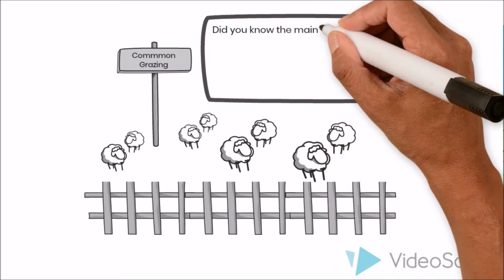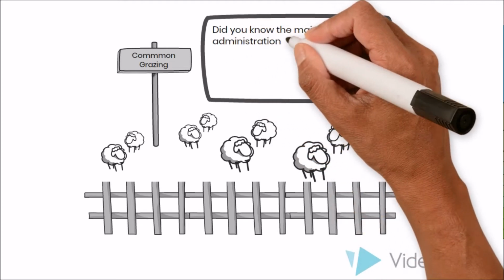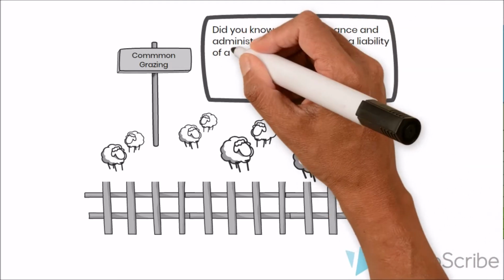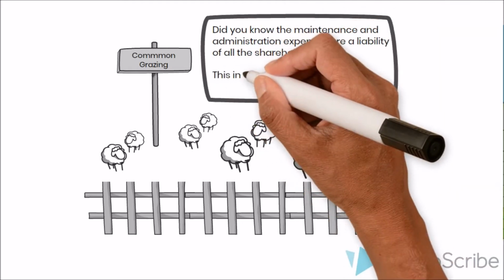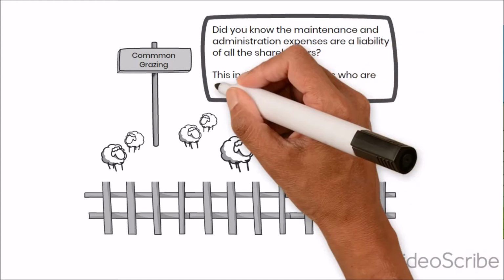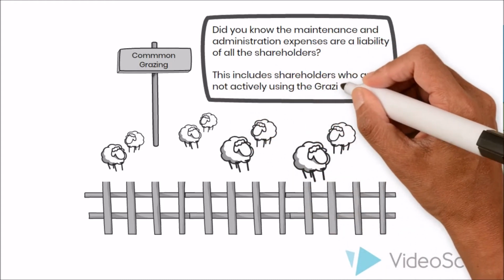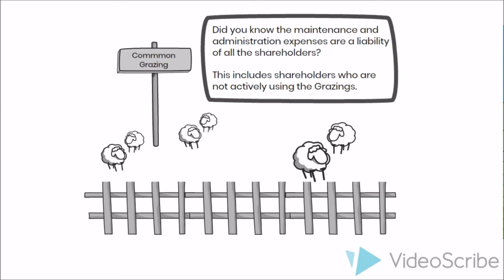Did you know the maintenance and administration expenses are a liability of all the shareholders? This includes the shareholders who are not actively using the grazings. The committee have the right to collect the necessary funds from shareholders to cover these costs.